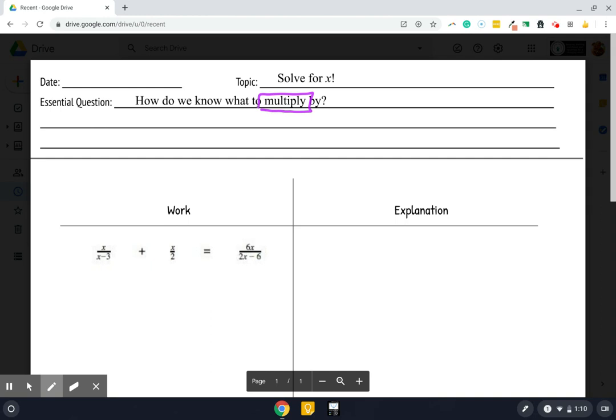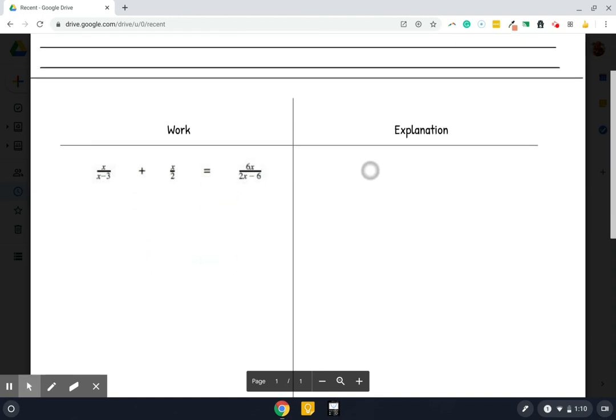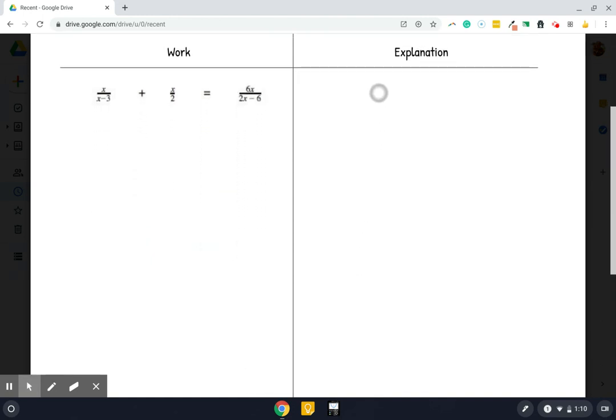So the very first thing we are going to do is factor the denominator. We're going to make sure that we can break apart every denominator in terms of its factors. So that'll be step one.